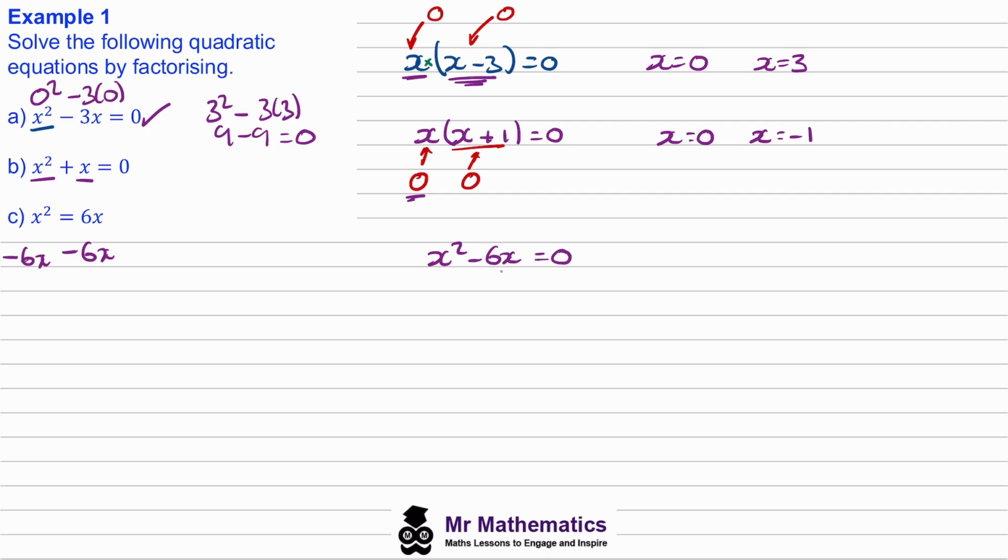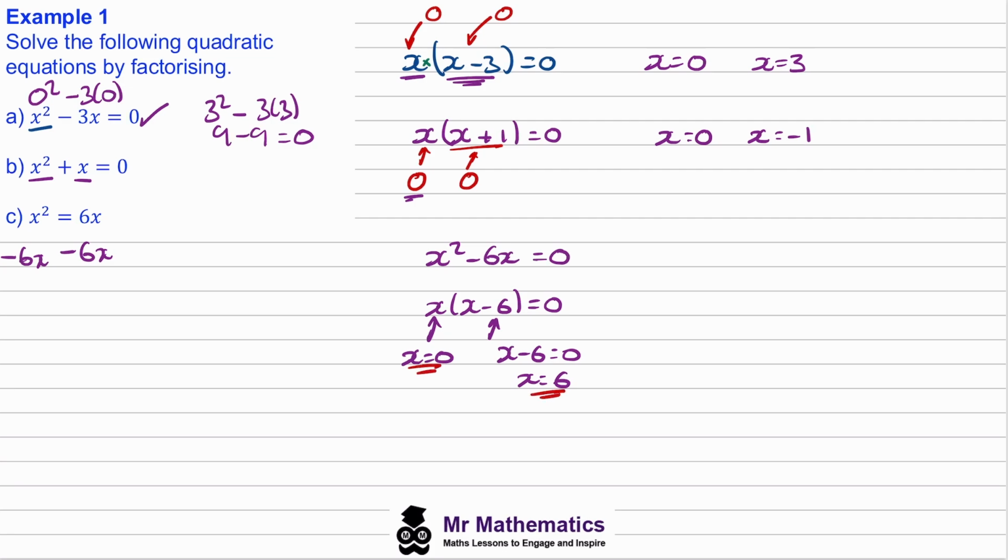And then what do you think we need to factor out? So now we need to factor out the x again. We'll have x minus 6. So our solutions will be when x is 0, and when x minus 6 equals 0, x will equal 6. So these will be our two solutions. Okay? So that's how you solve a quadratic involving one bracket.